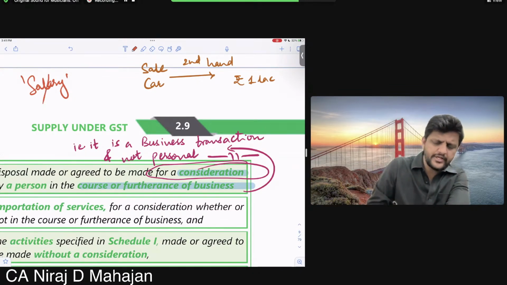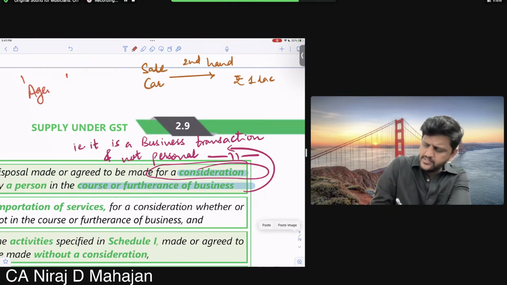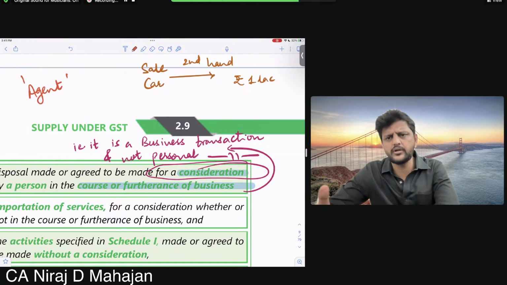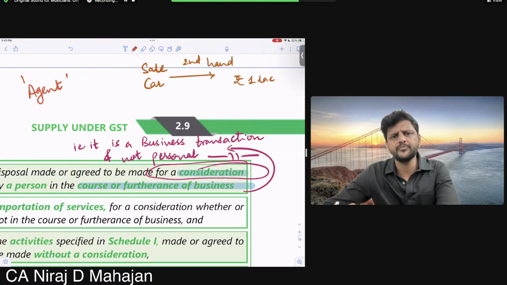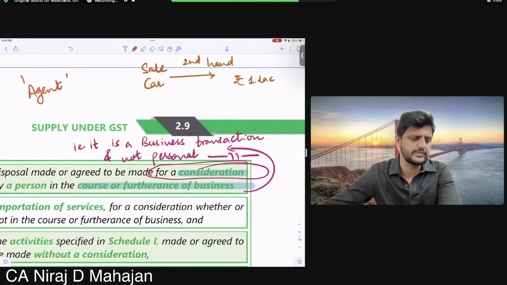But there is, children, an agent, and that is his work, his work of buying and selling of cars. Then yes, that selling of a car is in his business interest or in the furtherance of his business. Understood the difference between both? Correct.